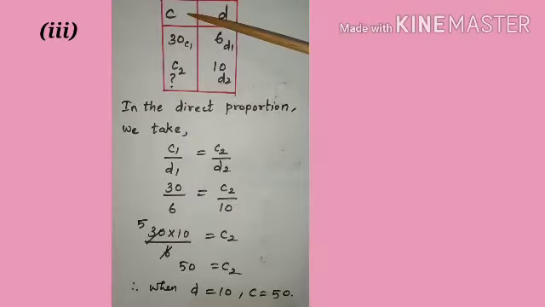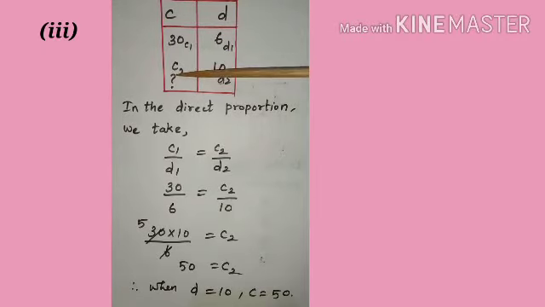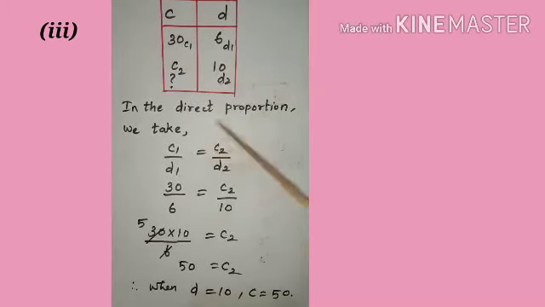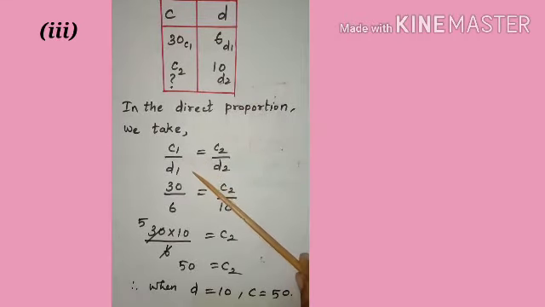Students, the last question is, find C when D is equal to 10. It is given that when D is equal to 6, the value of C is 30. And when D is equal to 10, what is the value of C? Let it be C2. We know that the relation between C and D is direct proportion, so the condition is C1 by D1 is equal to C2 by D2.